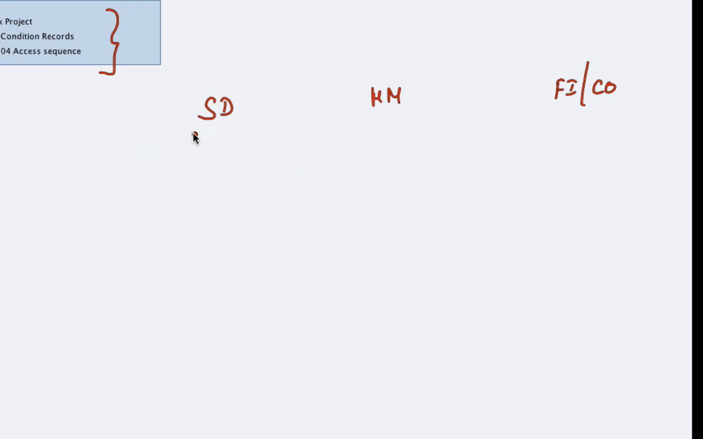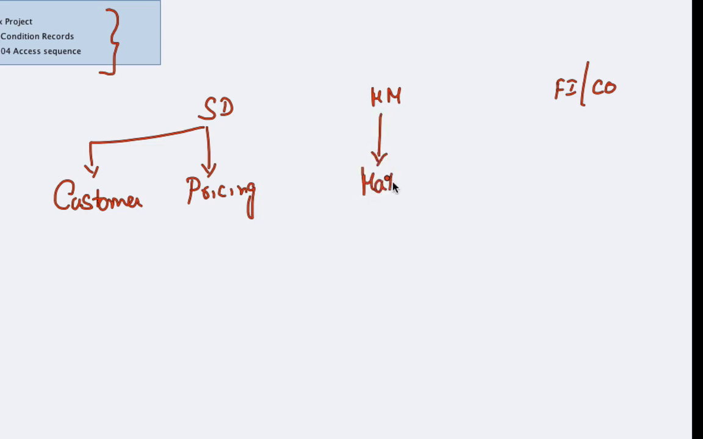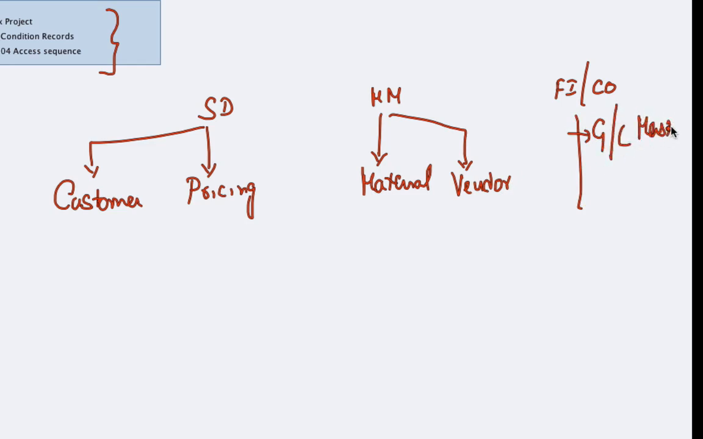So SD consultants would probably be doing customer master and maybe pricing master records. MM consultants would be doing material master and then maybe vendor master. The FICO consultant could be doing their GL master and so on. Now, because there are so many different things going on in LSMW, SAP says organize your stuff into projects and sub-projects. Let's discuss this example.